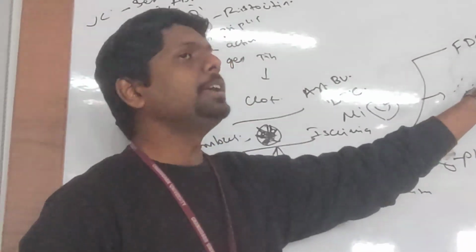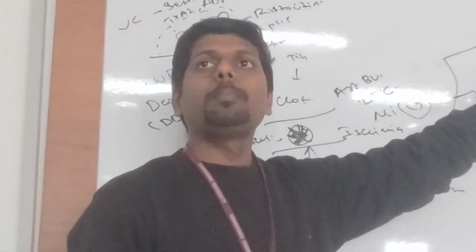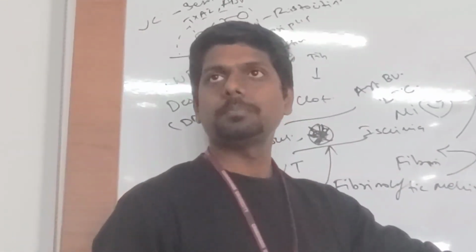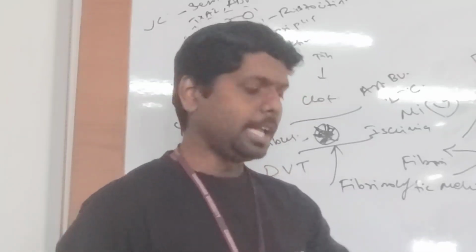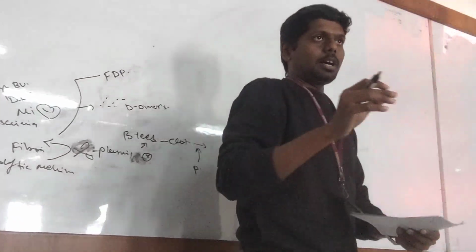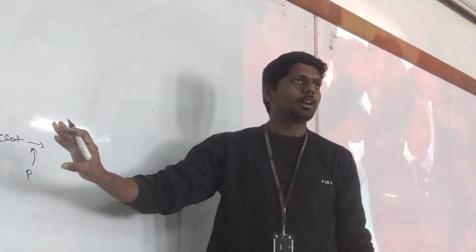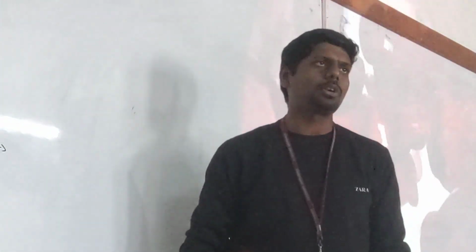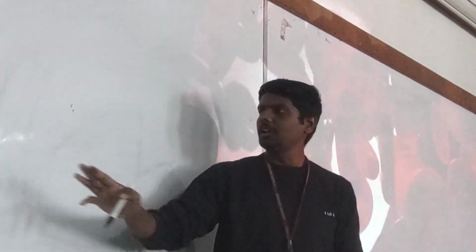D-dimers and fibrin degraded products are the result of fibrinolysis initiated by plasmin. Got it? Clear. Now let us see. In normal circumstances, in a healthy individual, when you get a cut and it clots and we remove it, we should get around 20 D-dimers and 20 FDPs in the circulation. That is the accepted level of products in the circulation.